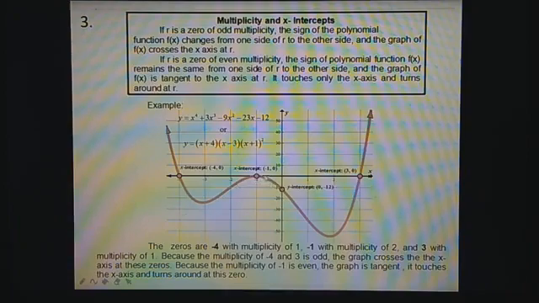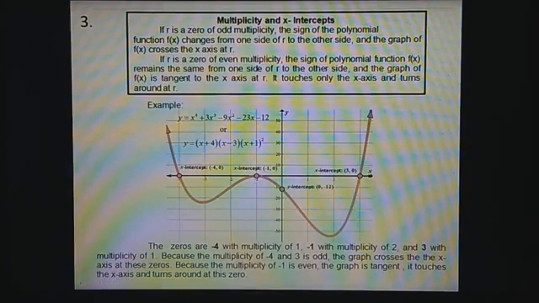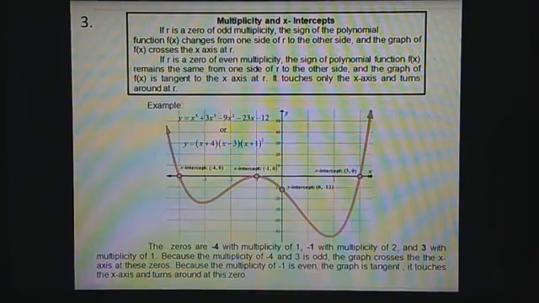So, this is what we call tangent to the x-axis at r because the value of r has an even multiplicity. Okay na? Next.